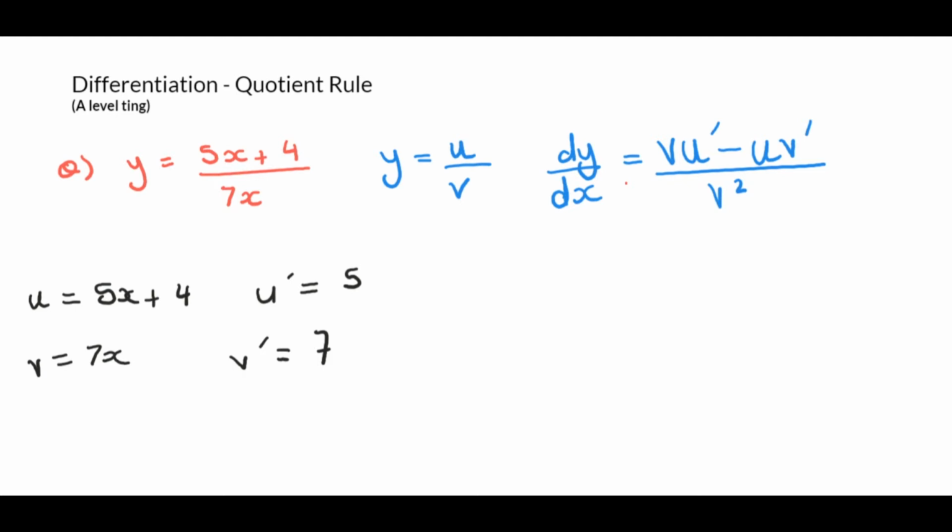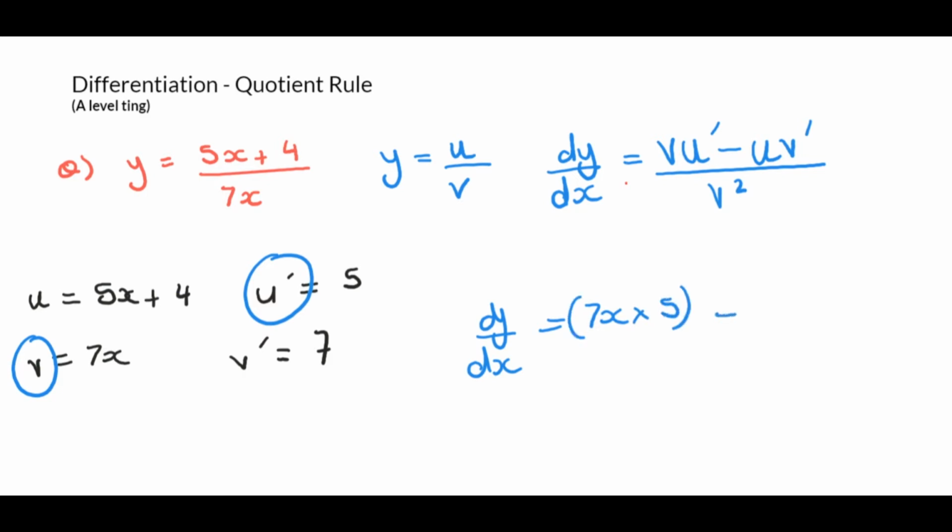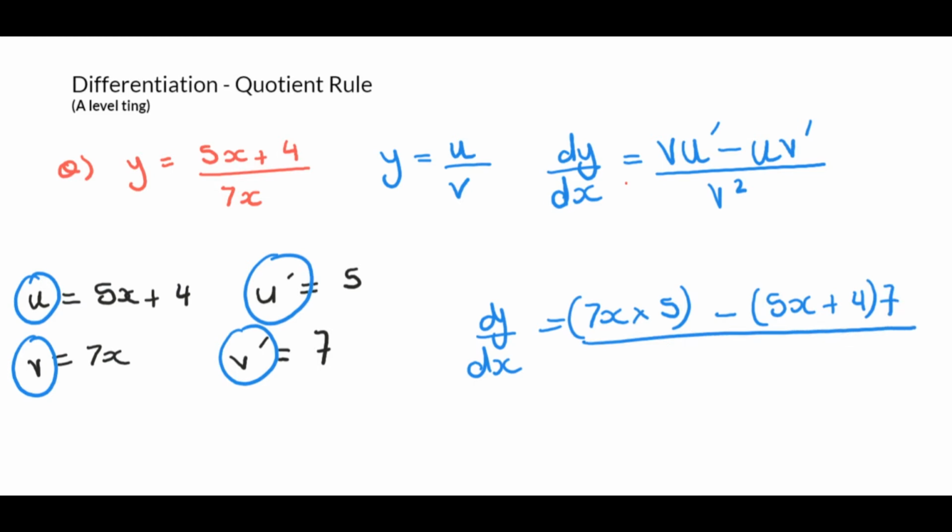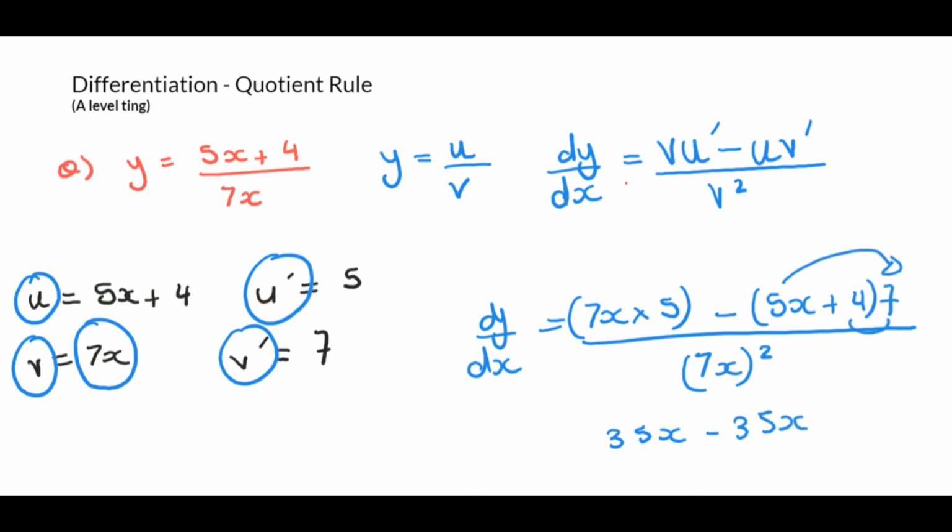So therefore, dy by dx, if we use this formula here, vu dashed, so that's 7x multiplied by 5, minus uv dashed, so that's 5x plus 4 multiplied by 7, and then all divided by v squared, which is this thing all squared. So 7x all squared, yeah? Calm. So ultimately what we're looking at is we've got 35x minus, 5x times 7, another 35x, plus 28, all over 49x squared.